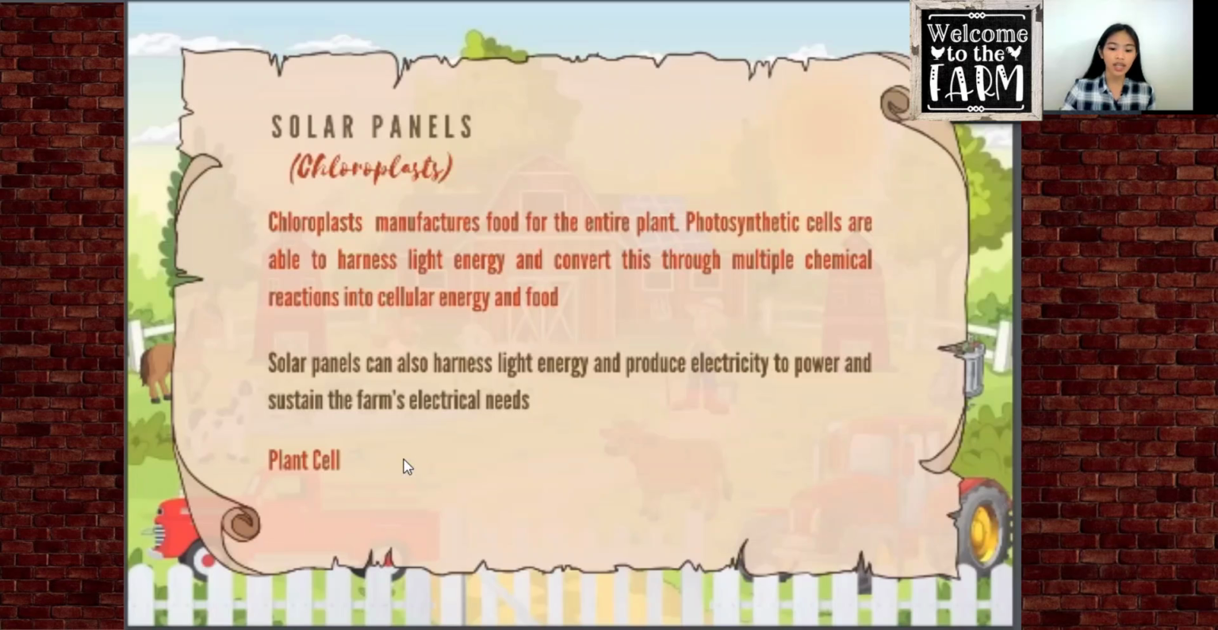Photosynthetic cells are able to harness light energy and convert this through multiple chemical reactions into cellular energy and food. On the other hand, farms, especially those that do not have ample electric supply, can depend on solar panels for energy requirements. Solar panels can also harness light energy and produce electricity to power and sustain the farm's electrical needs. The chloroplast can be seen in plant cell only.